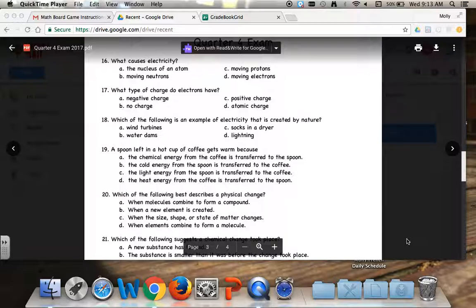Number 18. Which of the following is an example of electricity that is created by nature? A. Wind turbines. B. Water dams. C. Socks in a dryer. Or D. Lightning. Number 19. A spoon left in a hot cup of coffee gets warm because A. the chemical energy from the coffee is transferred to the spoon, B. the cold energy from the spoon is transferred to the coffee, C. the light energy from the spoon is transferred to the coffee, or D. the heat energy from the coffee is transferred to the spoon.